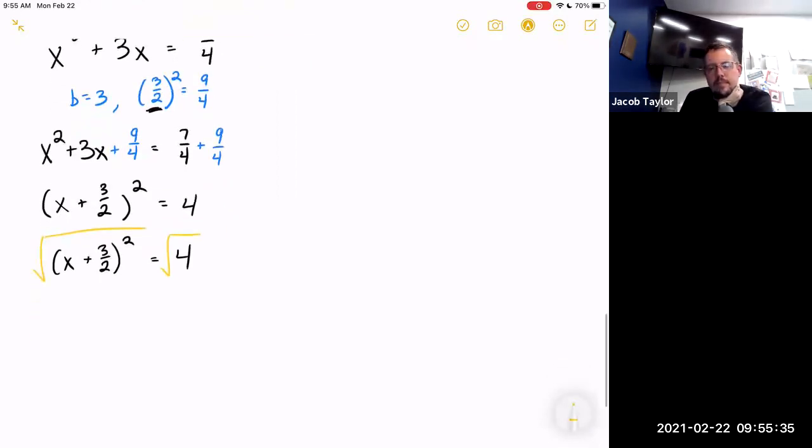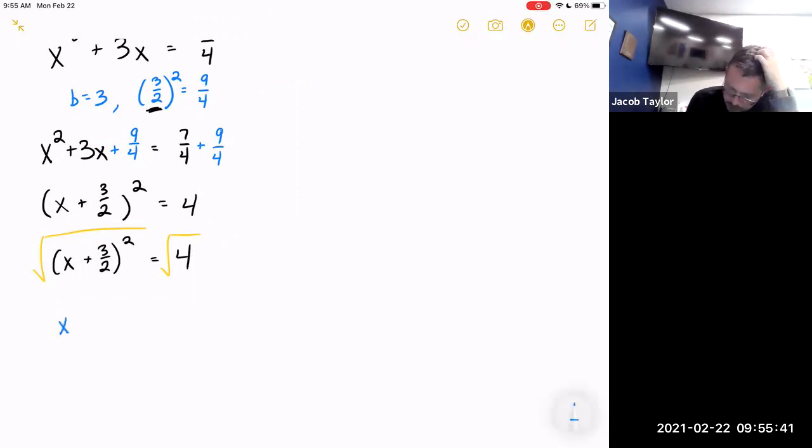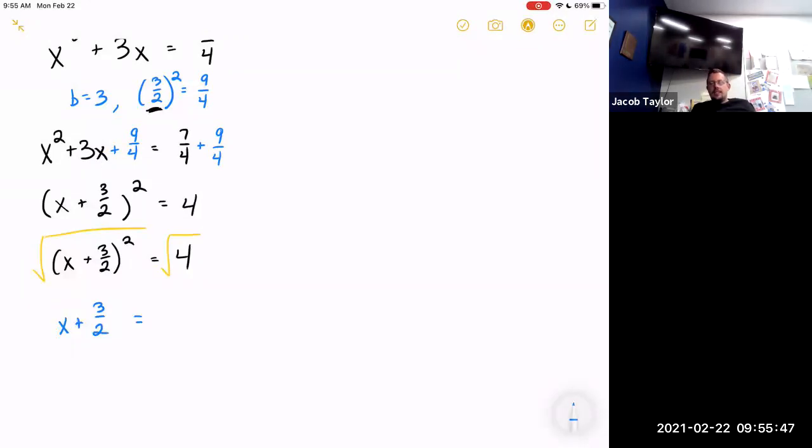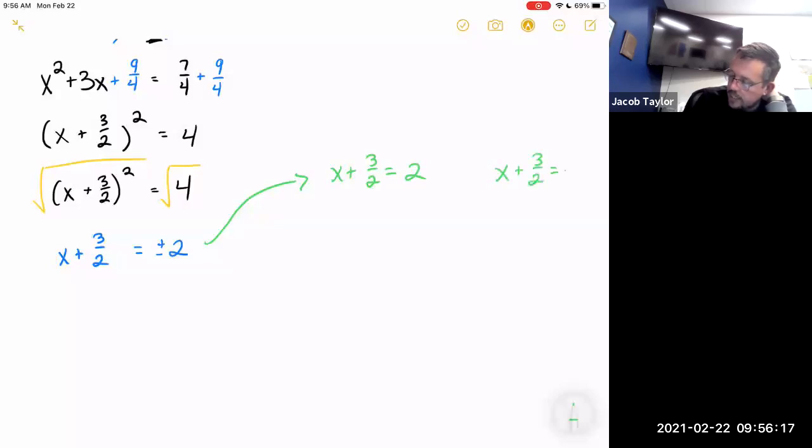Square root property. So we're going to have x plus 3/2 on one side equals, what's the square root of 4, kids? Don't say 2. Two and -2. Cool. So now I'm ready to do my equations. I'm going to do x plus 3/2 equals +2. And I'm going to do x plus 3/2 equals -2.